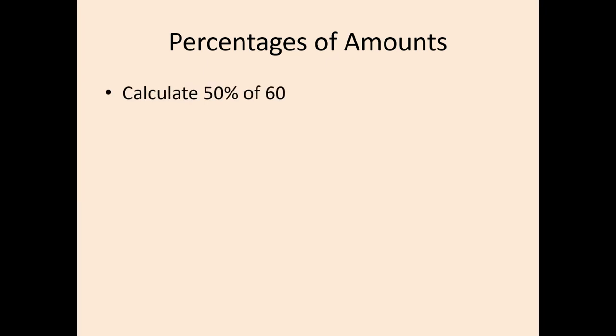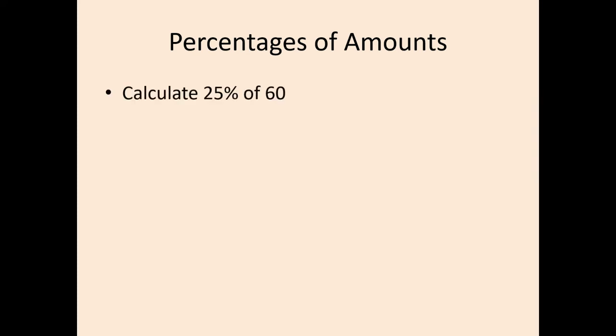So quickly, percentages of amounts. How can I calculate 50% of 60? Please pause the video and have a go. Press play when you're ready to carry on. Good. Okay, so 50% of 60, you know that 50% is a half. So you just work out half of 60, which is 60 divided by 2, which gives you 30.